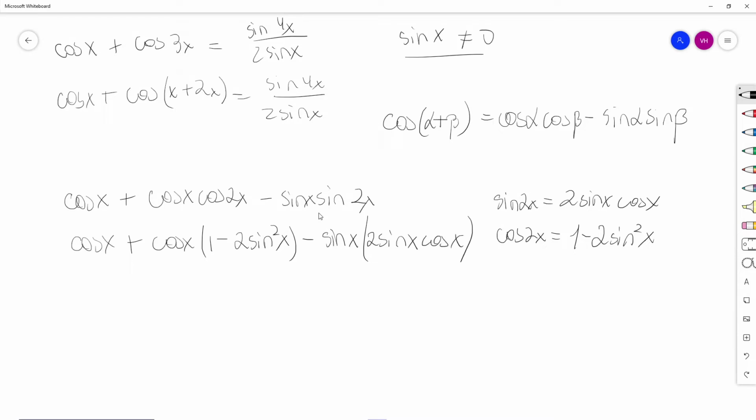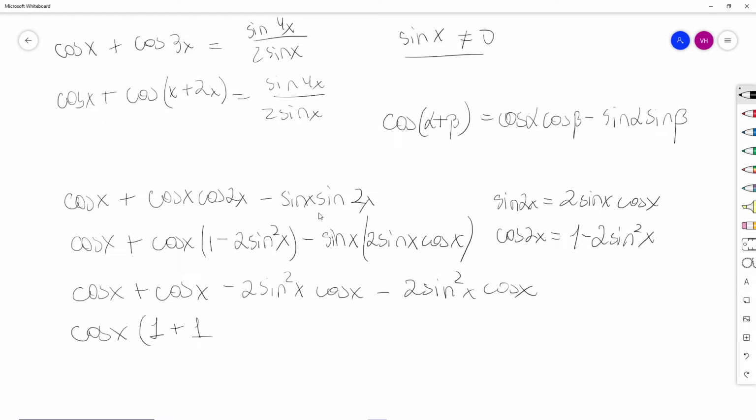Okay, so let's then open the brackets and get the full version of what's happening. As you can see, there's cosine in every single one of these additions, so we can take the cosine out and we can have cos x times 1 plus 1 minus 2 sine squared x minus 2 sine squared x. Already it's looking much prettier than the thing in the beginning. Let's further simplify it.